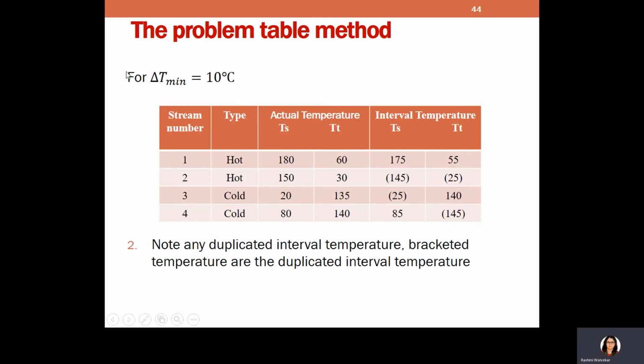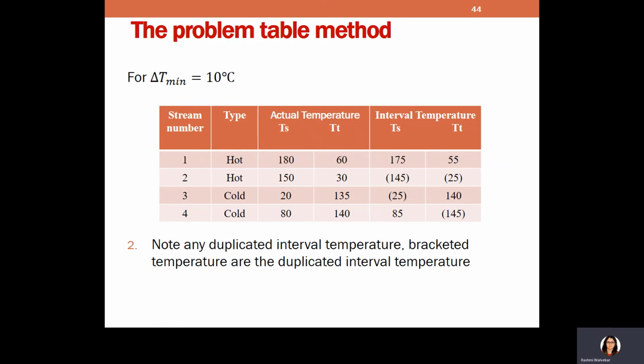And if our delta T minimum we have assumed as 10 degrees Celsius. So this is 180, this is a hot stream. Delta T minimum divided by 2 is 5 degrees. So 160 minus 5 is 155. So you subtract for a hot stream. Add for a cold stream: 20 plus 5, 25. 135 plus 5, 140. Similarly, you do for the fourth stream.